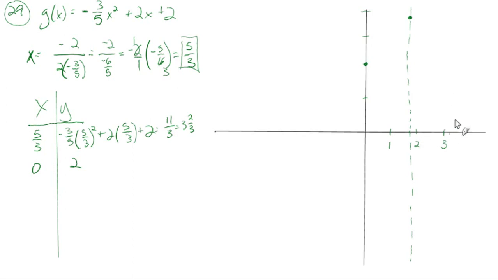You can verify that yourself. And the reason that's interesting or useful is because parabolas are symmetric, and so just as far away from the line of symmetry, we should find another point at 2. So at 3 1/3, or 10/3.